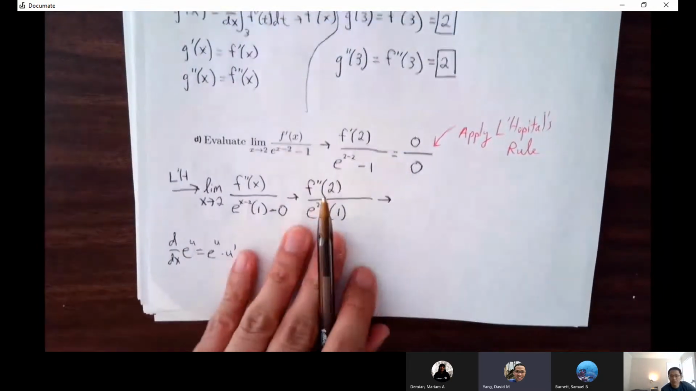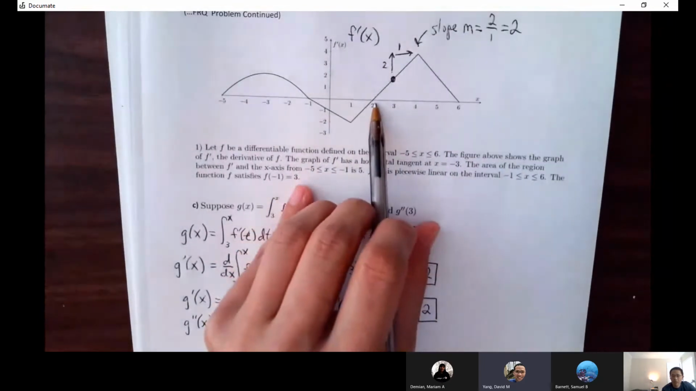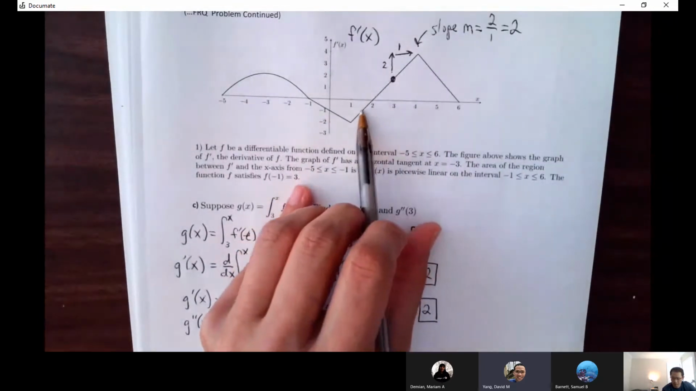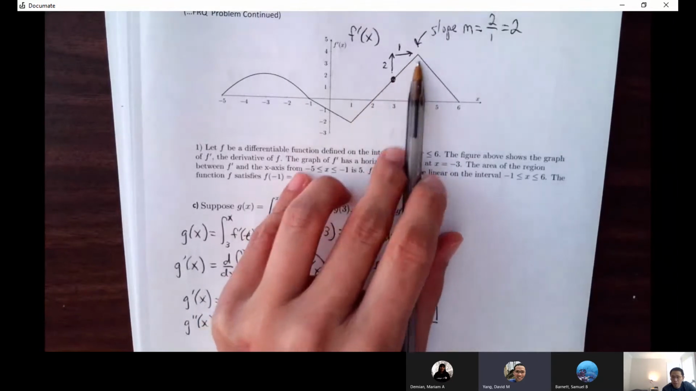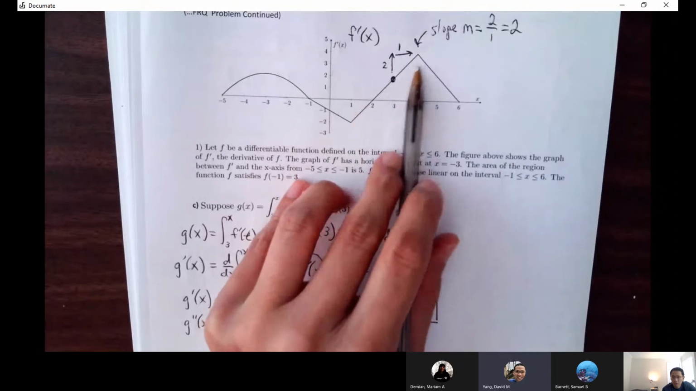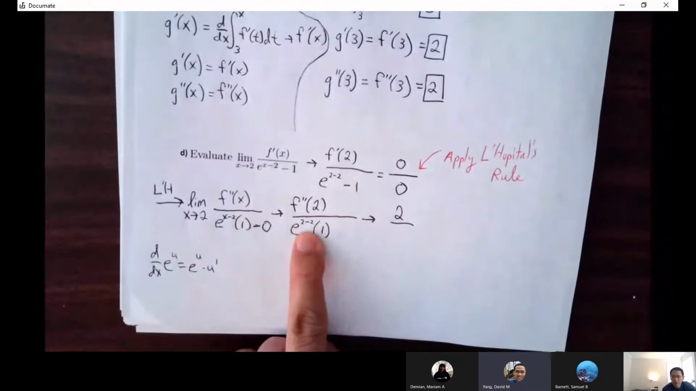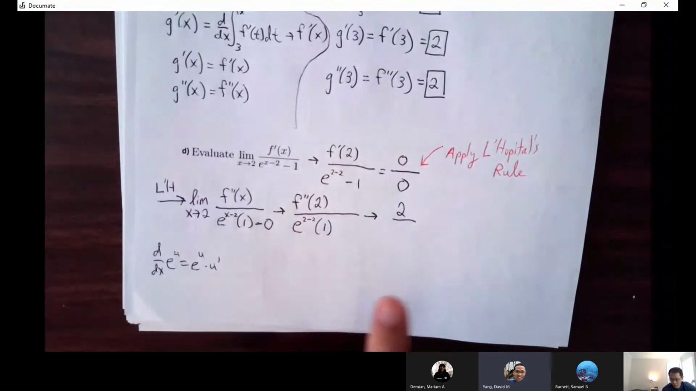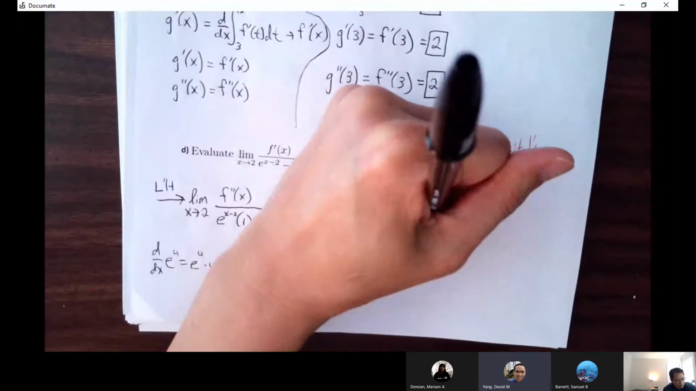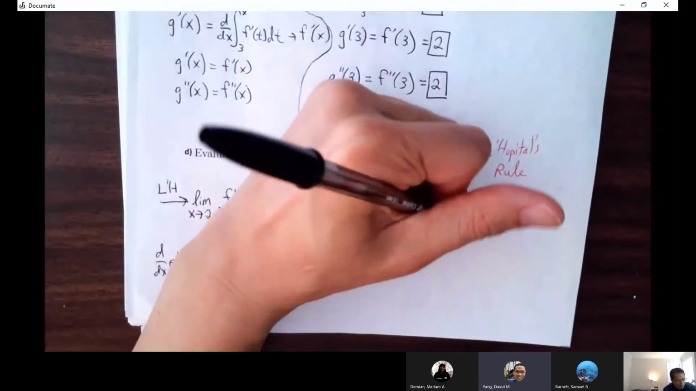f double prime of 2. Well, it's asking for the slope of the graph at 2. And we saw from before that this slope is 2, so we know it's going to be consistent here. This is also a slope. This whole line is going to be a slope of 2. e to the 2 minus 2, that's e to the 0. Anything to the 0 power is 1. 1 times 1 is still 1. So we're able to arrive, using L'Hopital's rule, at a real number, and that's our limit.